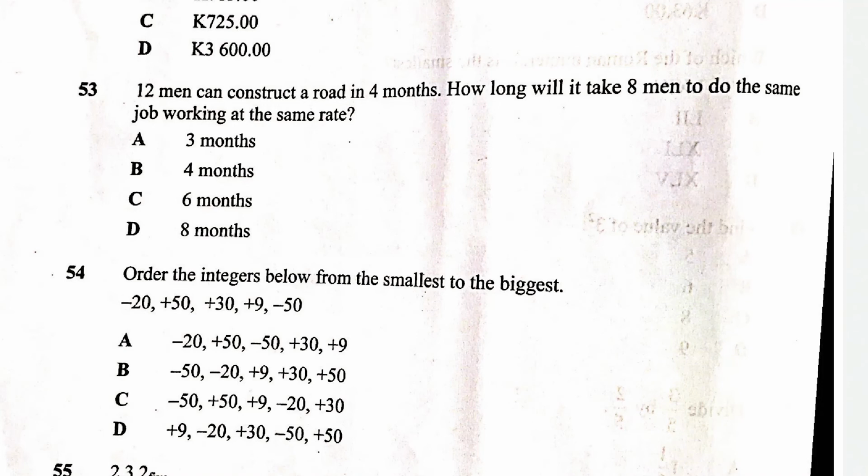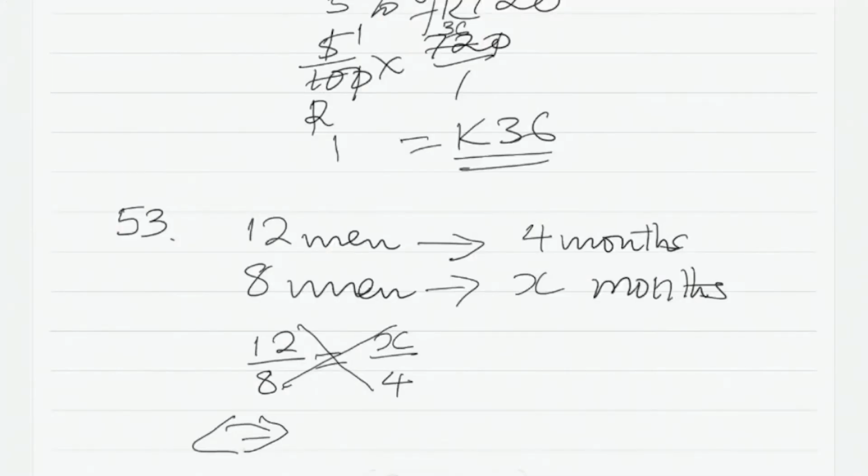That is going to be that 12 men will do the job in 4 months. 8 men will do the job in how many months? So because of that, we'll cross multiply that. That will give us 8 times x, it will give us 8x. 4 times 12, it will give us 48.